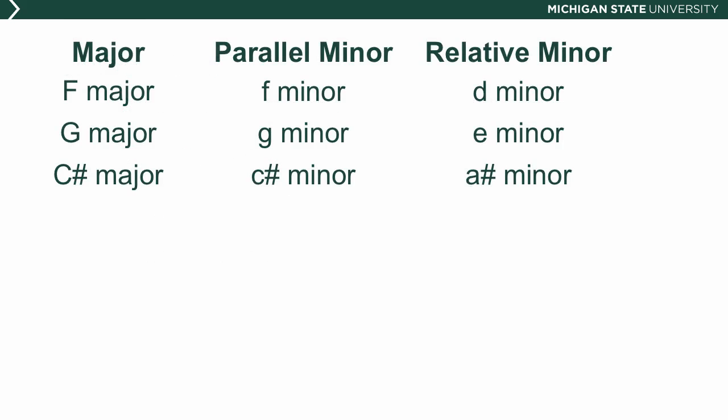We now have 2 important relationships. Parallel major and minor, in which the tonics are the same, but the 3rd, 6th, and 7th notes are different, which means the key signature is different, and relative major and minor, in which the tonics are different, but the key signatures are the same. Both relationships are very important to know.